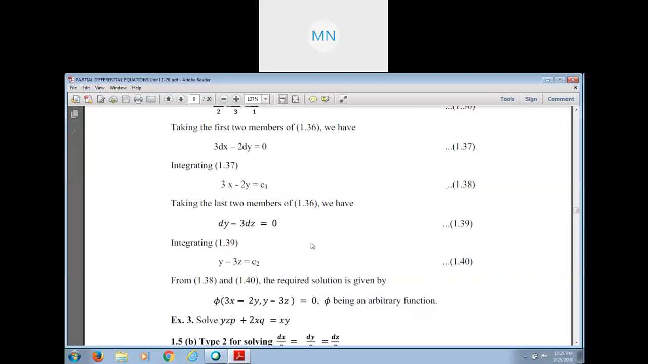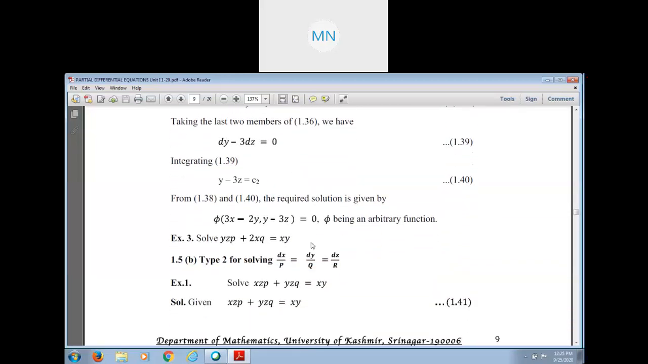Yes, ma'am. And see this equation also. Solve this one: yzp plus twice xp equals xy.